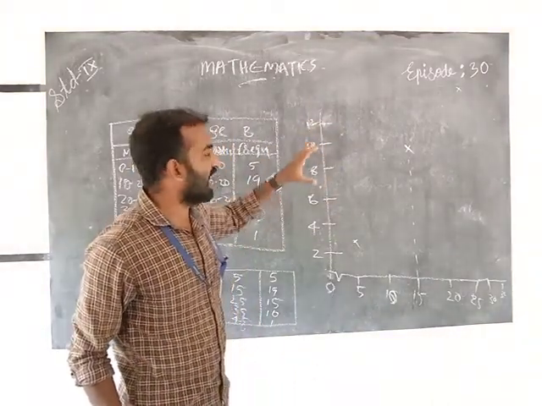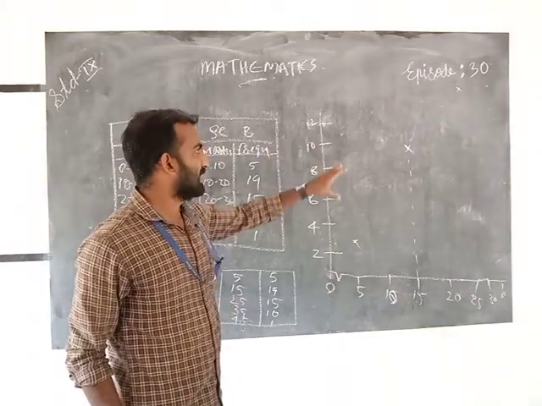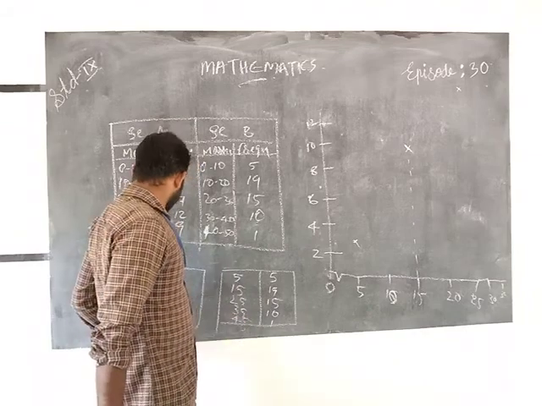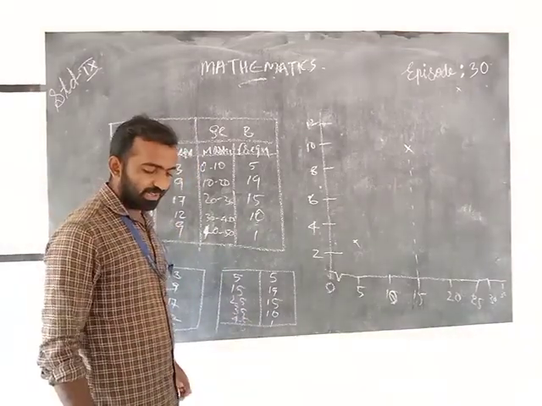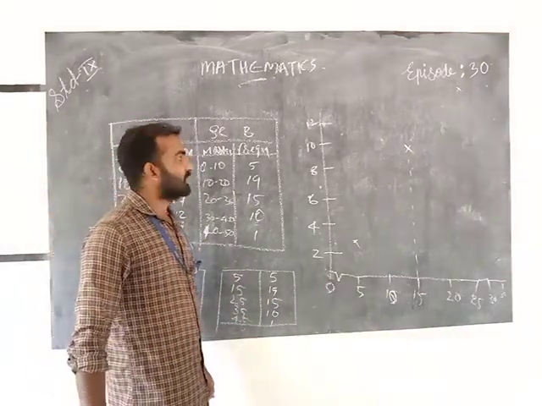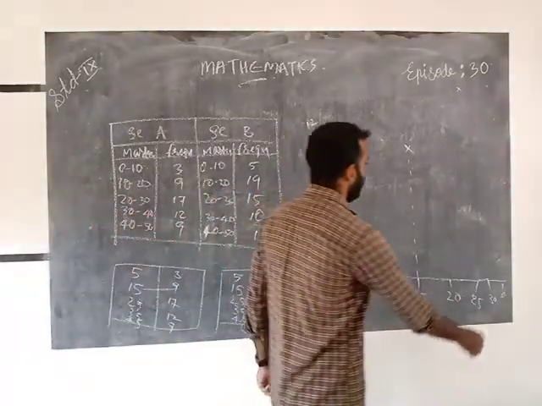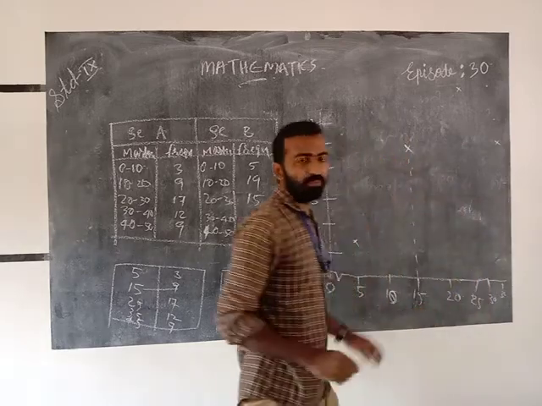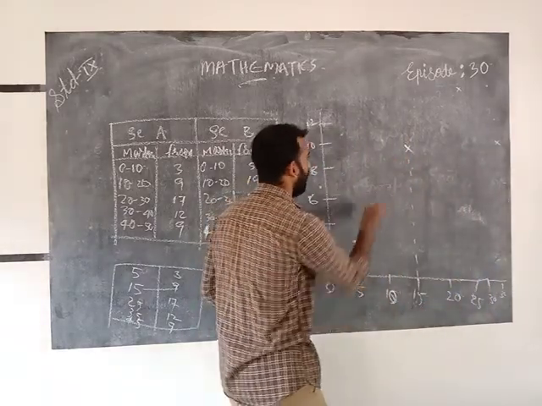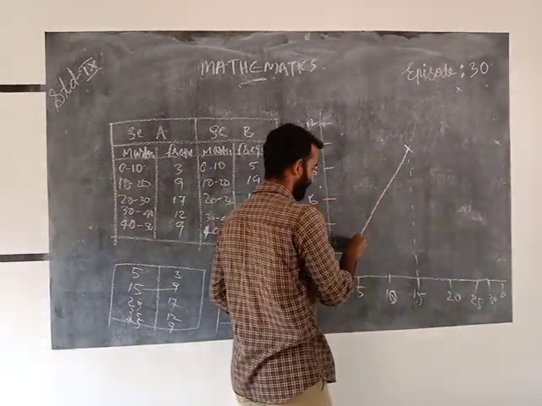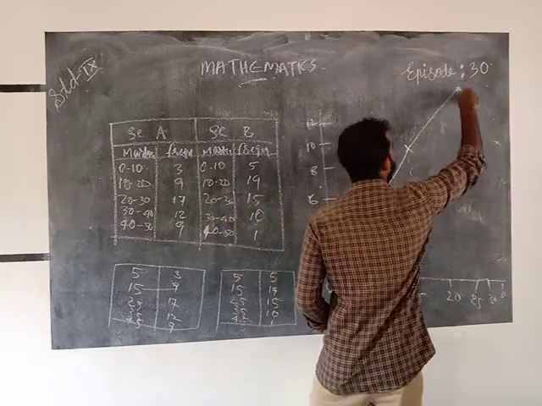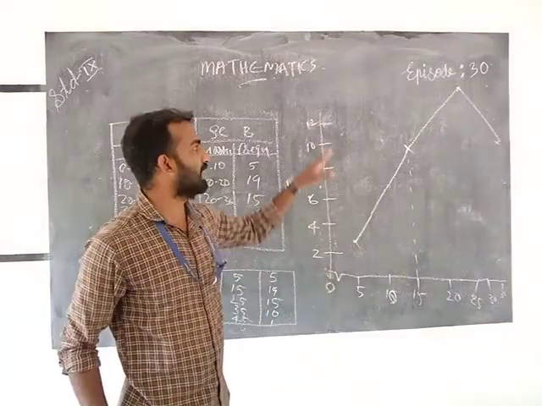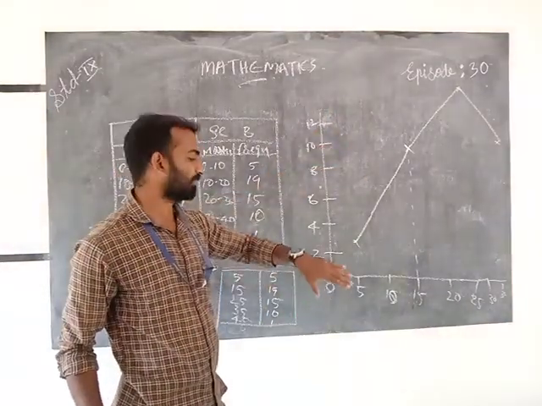We draw the graphs on graph paper. This is a rough figure. And next is 35. We get 35 as 12. That is, corresponding to 35 is 12. Following like this, we join the points with a scale and pencil. And this is the graph. You get the graph of section A.